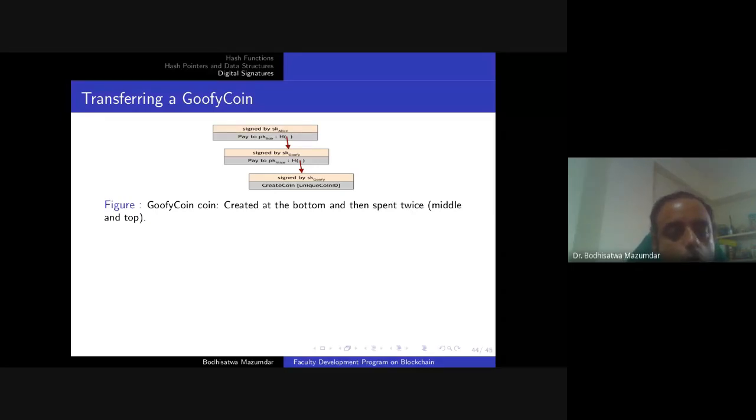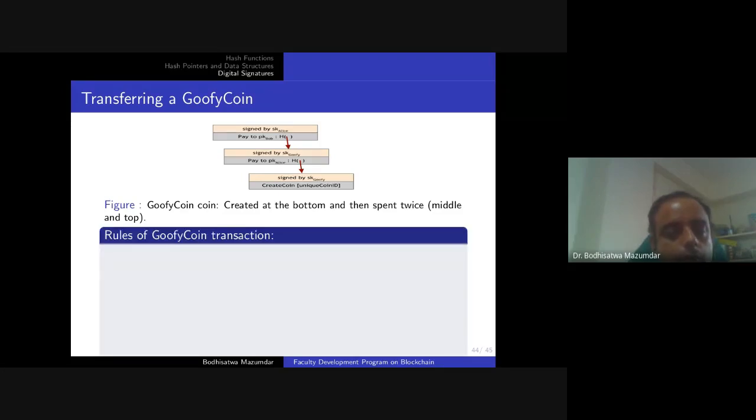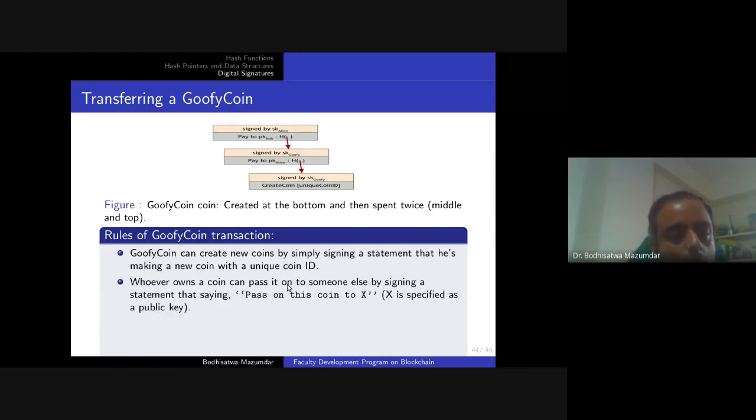Over here the hash function is used in a digital signature. So the rules of a Goofy coin transaction: Goofy can create new coins by simply signing a statement that he is making a new coin with a new coin ID. Whoever owns the coin can pass it to somebody else by signing a statement saying pass this coin to the public key of person 2.